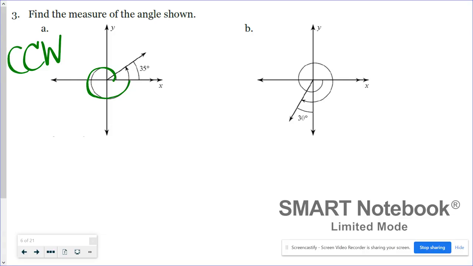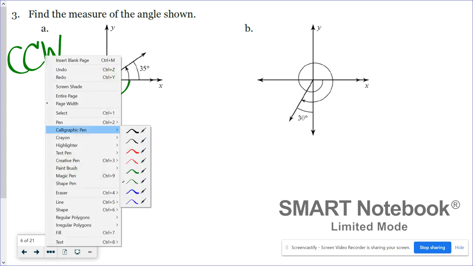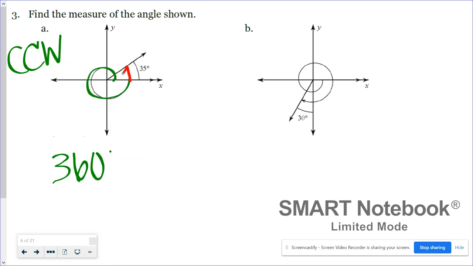Sorry, it is counterclockwise. You're right. Thanks for catching that for me. It goes one full counterclockwise rotation. So it goes a full 360 degrees. And then it goes 35 degrees more. So if I add 35 degrees to that one full positive rotation, I get an angle measure of 395 degrees. All right, so we're paying attention to direction and rotation.